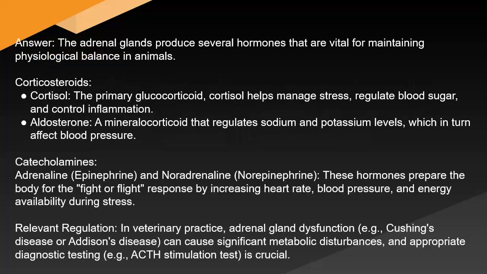What are the primary hormones produced by the adrenal glands, and how do they regulate physiological functions in animals? Answer: the adrenal glands produce several hormones that are vital for maintaining physiological balance in animals. Corticosteroids. Cortisol, the primary glucocorticoid. Cortisol helps manage stress, regulate blood sugar, and control inflammation. Aldosterone, a mineralocorticoid that regulates sodium and potassium levels, which in turn affect blood pressure. Catecholamines: adrenaline (epinephrine) and noradrenaline (norepinephrine).